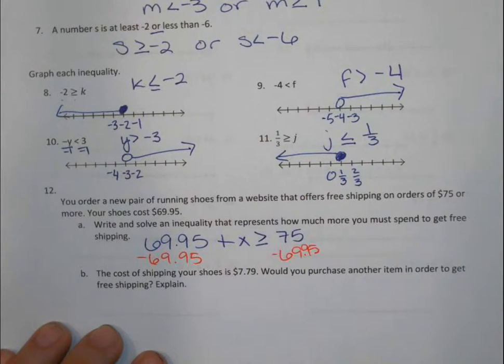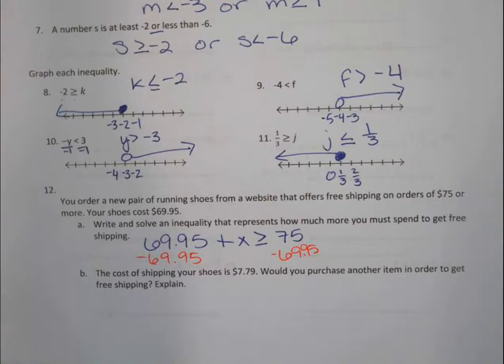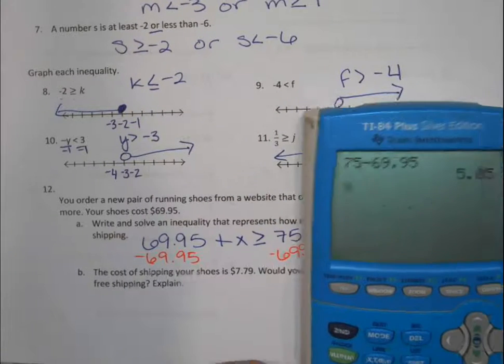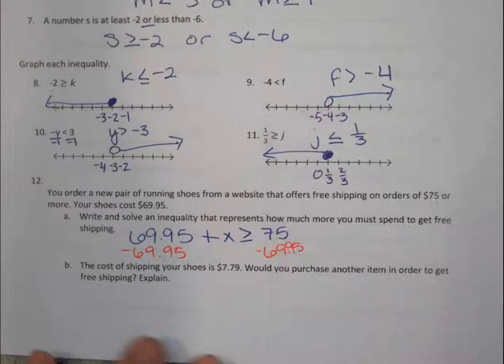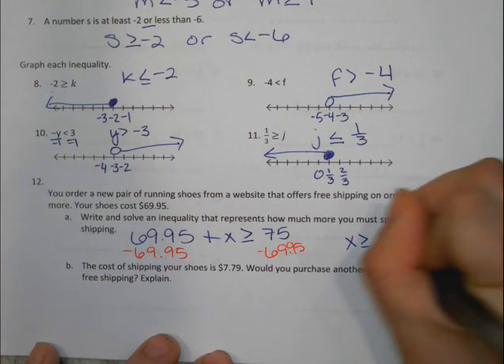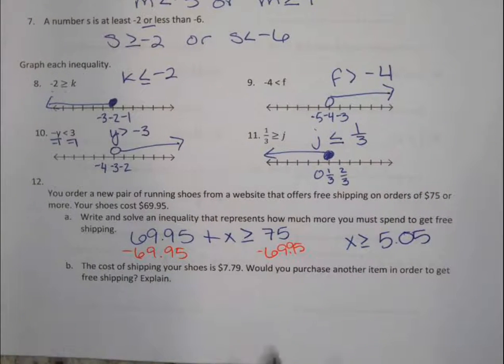Go ahead and use my calculator. So 75 minus $69.95. The answer is on the screen. 5.05. x is greater than or equal to 5.05. So if I spend at least $5.05, I will get the free shipping.